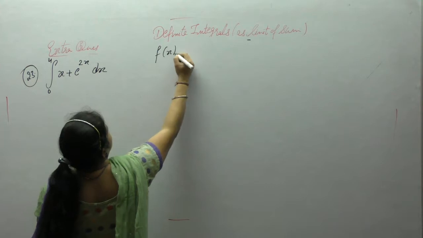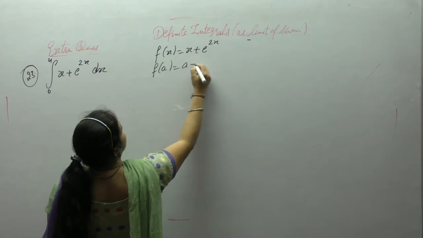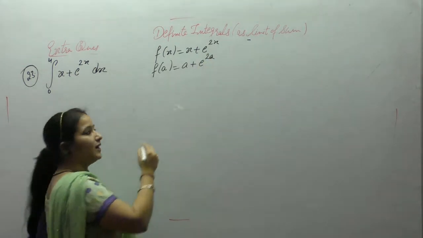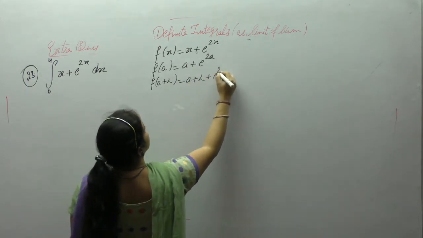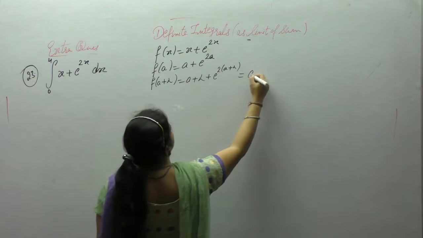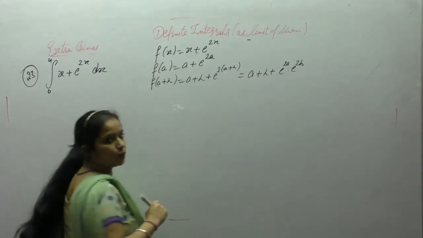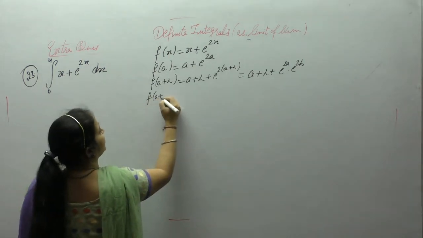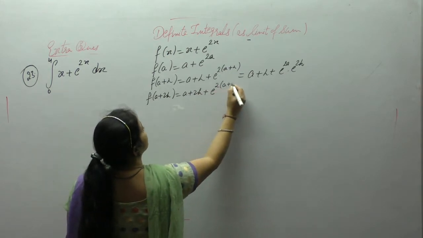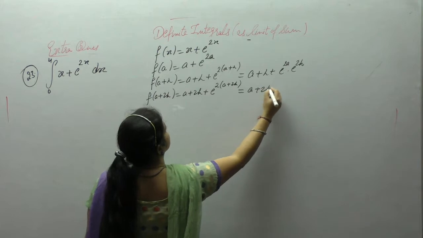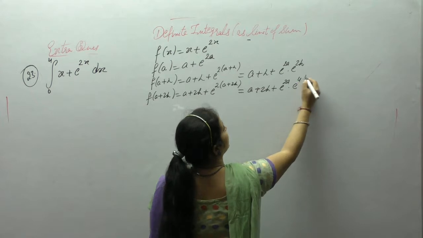Now here f(x) is x plus e^2x. f(a) is a plus e^2a. f(a plus h) is a plus h plus e^2 times (a plus h), which we can write as e^2a into e^2h. Now f(a plus 2h) is a plus 2h plus e^2 times (a plus 2h). We can write it as e^2a into e^4h.